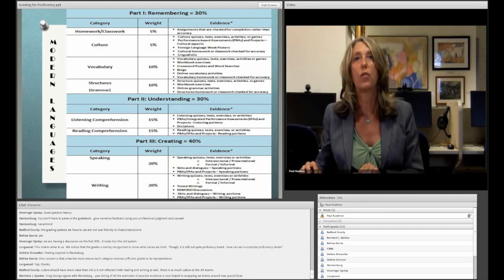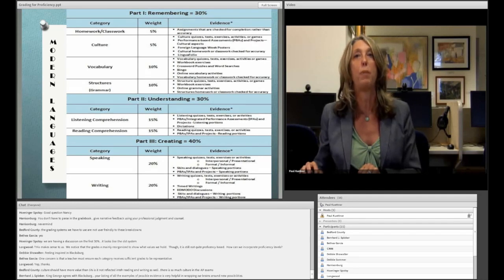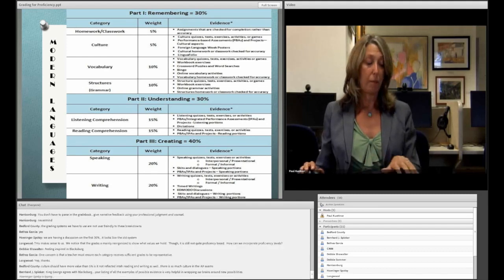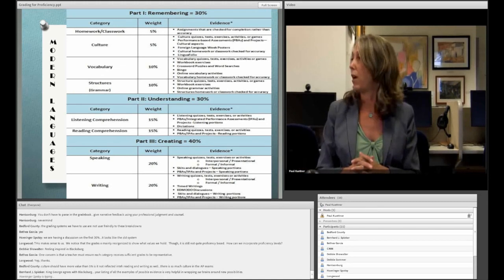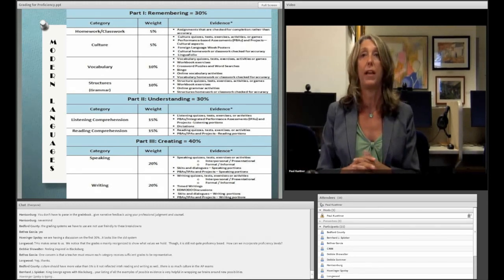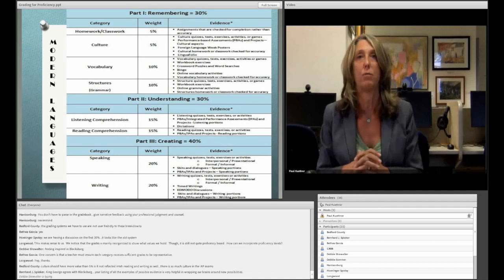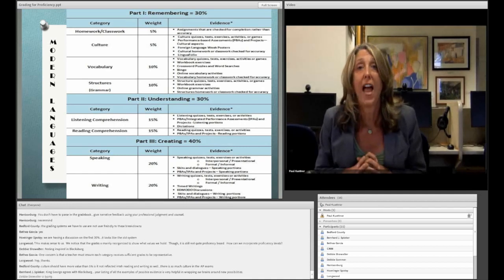King George agrees with Blacksburg. Your listing of all the examples of possible evidence is very helpful in wrapping our brains around new possibilities. I'm pleased. And I went to a lot of trouble to pick ones, and yet every time I meet new teachers, they give me new and great ideas of other things that should be included, like the Edmodo discussion boards. Bedford added that culture should have more value than 5%.